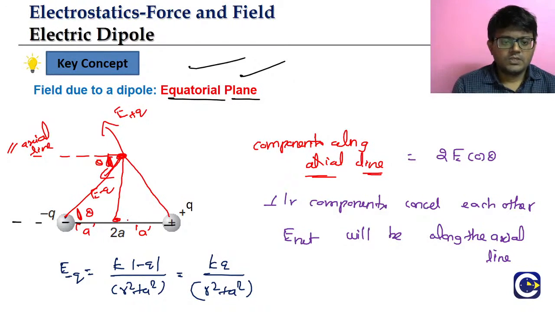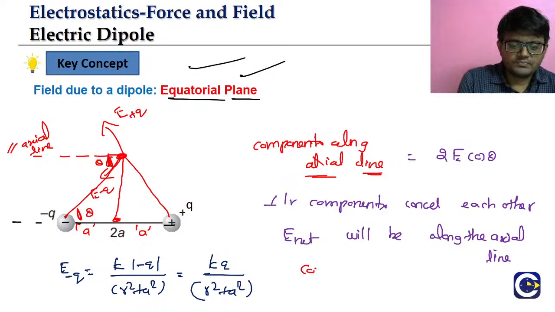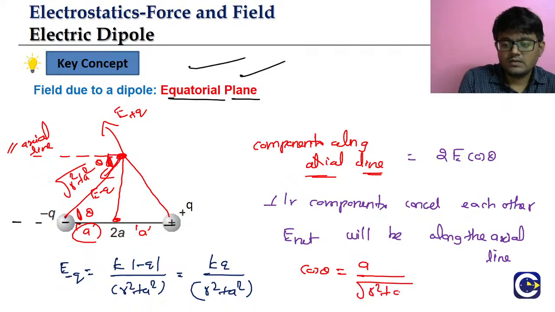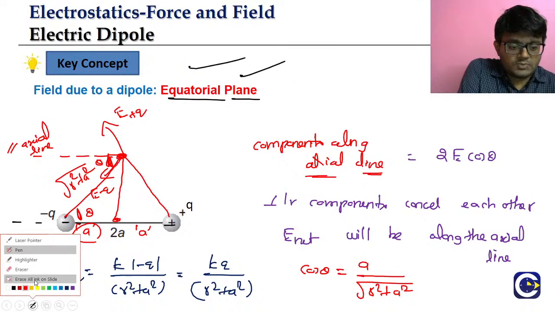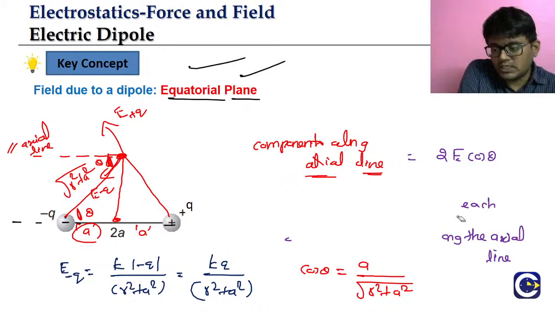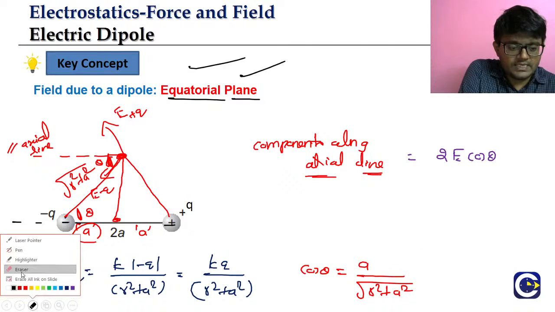Now we need cos theta. Cos theta is base, which is a, divided by hypotenuse. The hypotenuse is the d value, root of r square plus a square. So this is the cos theta value. Then we just substitute it in the formula, and we get the final answer. The net electric field is 2E cos theta, with cos theta replaced by a by root r square plus a square.